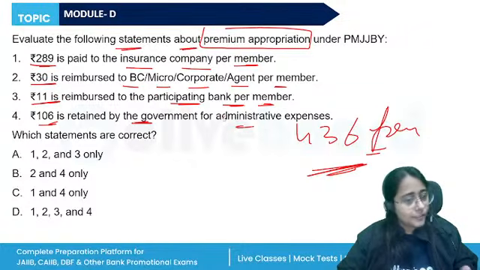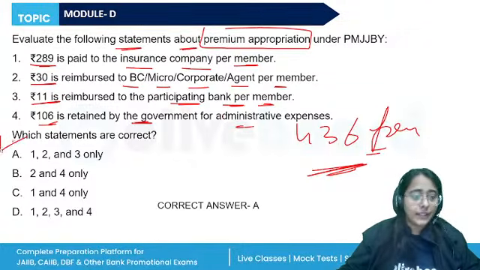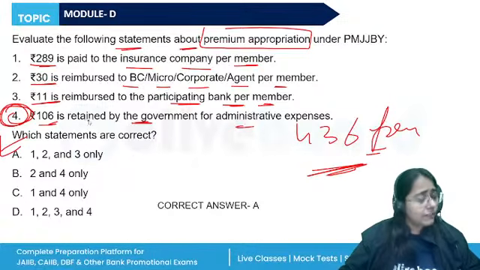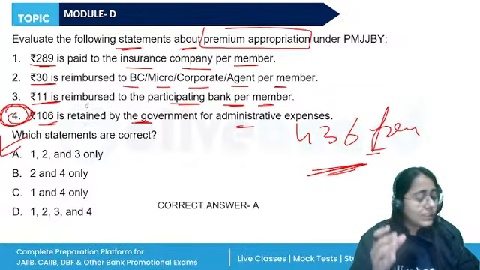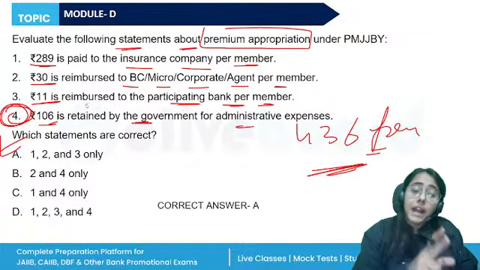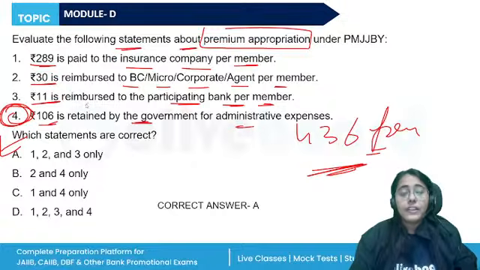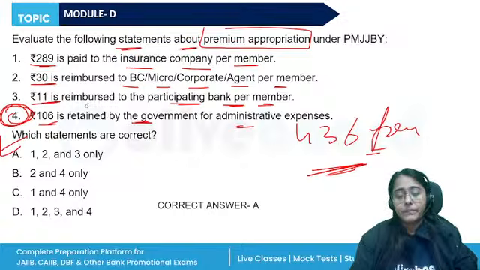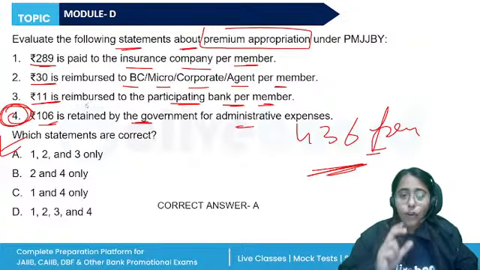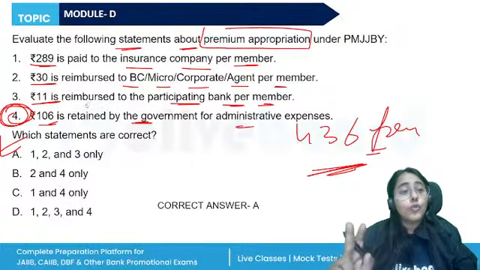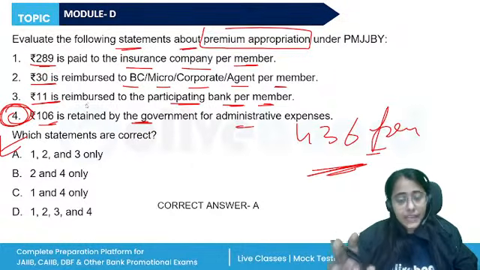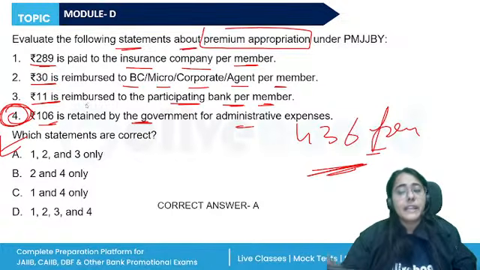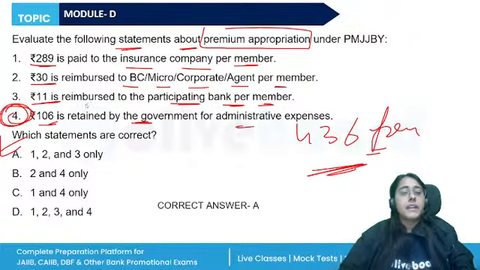The correct answer is not D. The correct answer is A. 1, 2, and 3. 106 rupees, the government is not retaining anything. If anything is remaining, it will be used for the administrative expenses by the participating bank. All right, not by the government. Government is not retaining a part of the premium. All right, insurance premium to the LIC is 289 rupees, correct? The agents get 30 rupees, and administrative expenses is given to the participating bank of 11 rupees per member per annum.